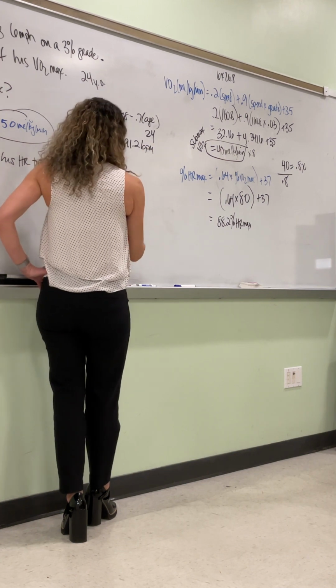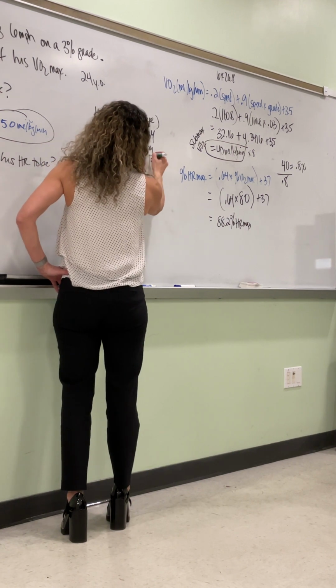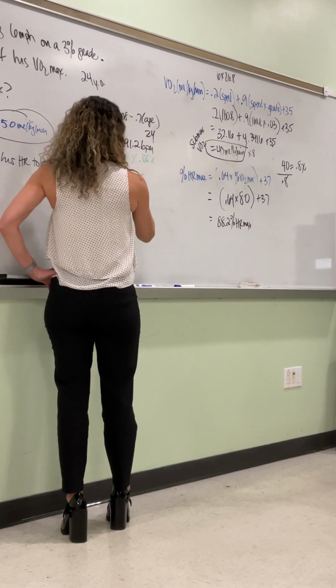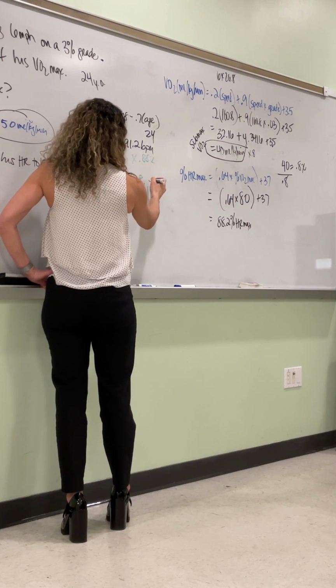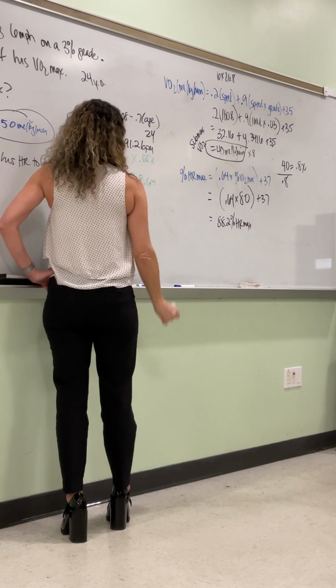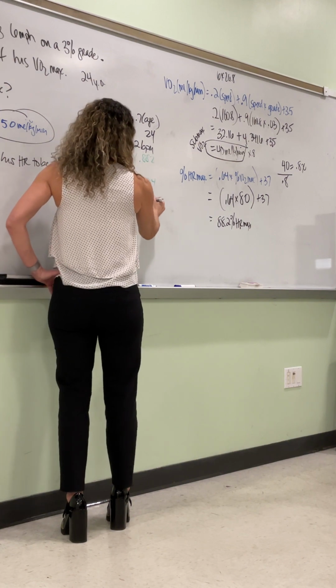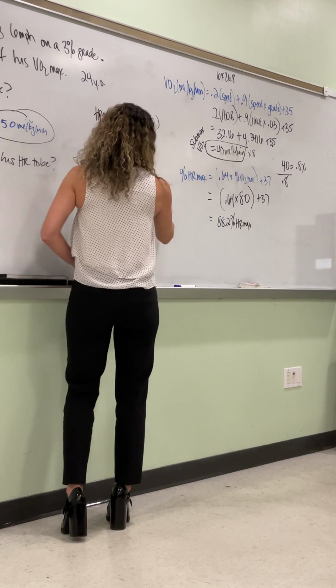Then what do I do? Multiply by 0.882, and what do I get? 168. So 168. Like this? Yeah. Okay, so 169 beats per minute.